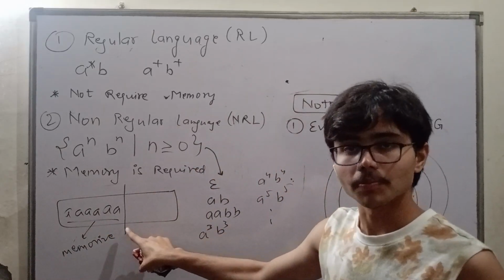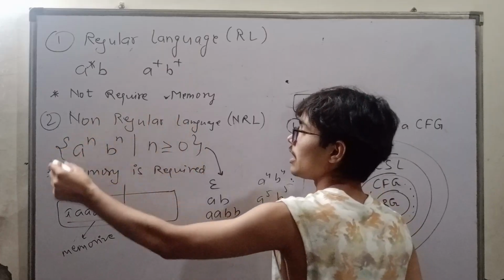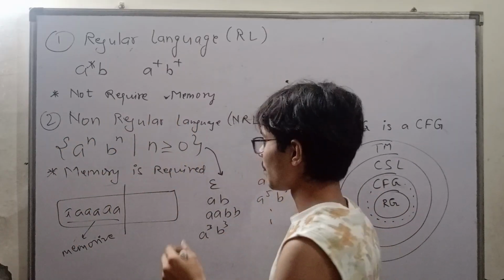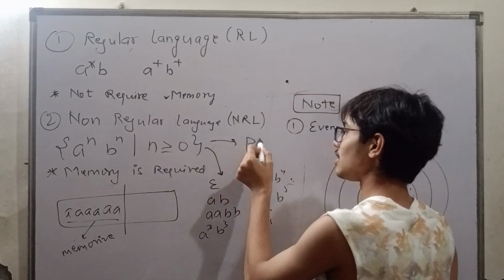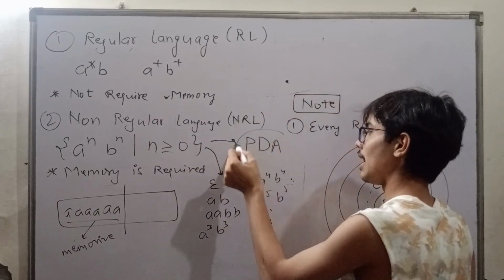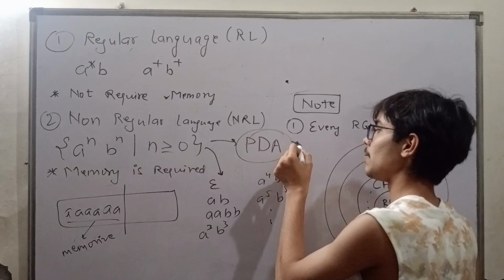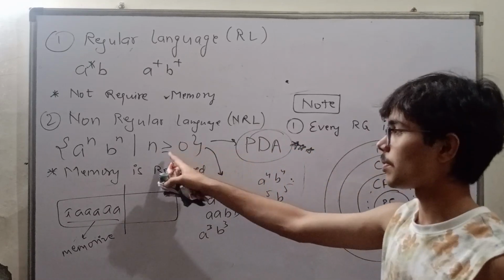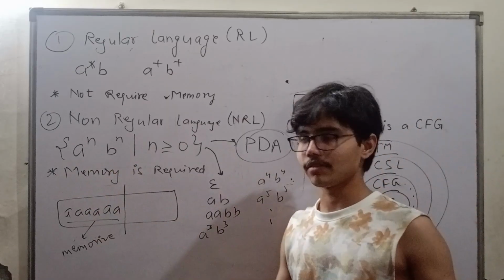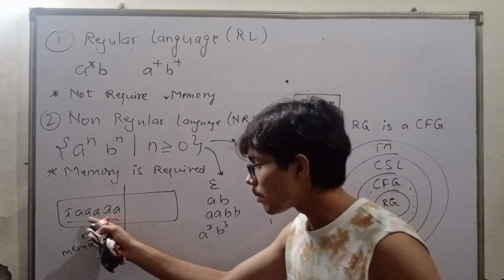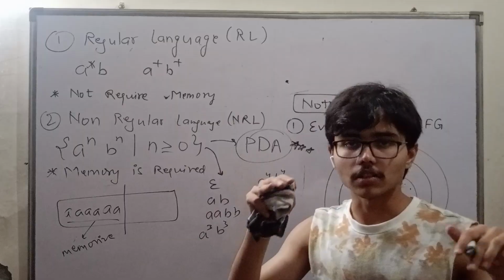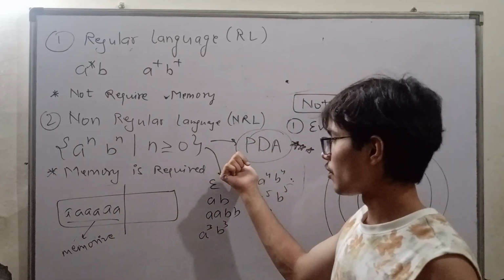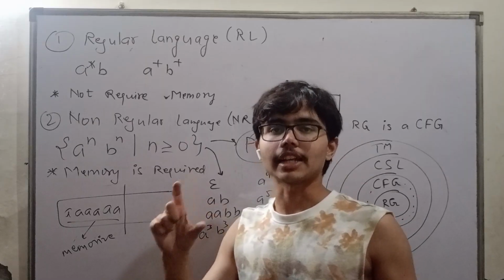Here comes PDA. This non-regular language can be accepted by PDA. That's why we study PDA. As this language is accepted by PDA, how do we study further? As we have to memorize it, in PDA, if you know some boundaries of this part of PDA, here a stack is required.